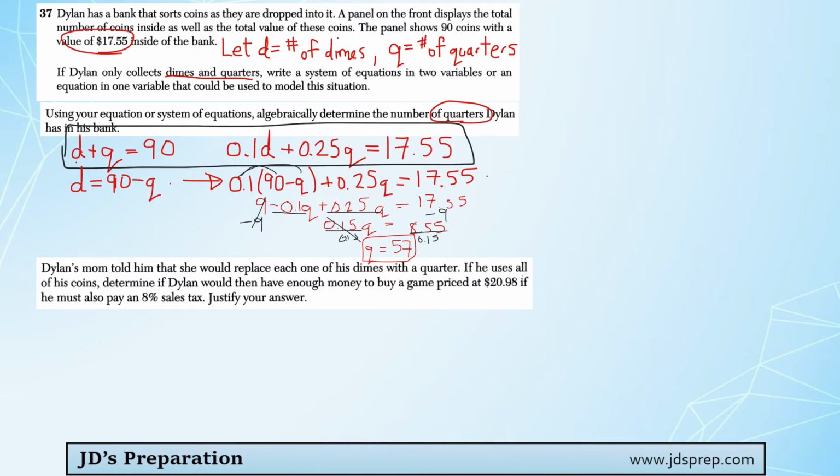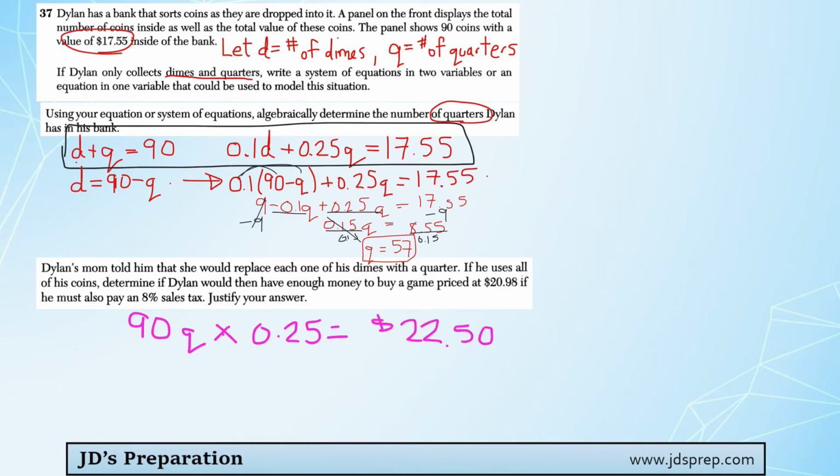Moving on to the last question, we're told that Dylan's mom is going to replace each of his dimes with a quarter. So that means instead of having 90 coins that are both quarters and dimes, all 90 of them would be quarters. Each quarter is worth 25 cents, so we simply multiply 90 by the value of each quarter, 0.25, to find out how much money he's got. That calculates to $22.50 that Dylan now has.